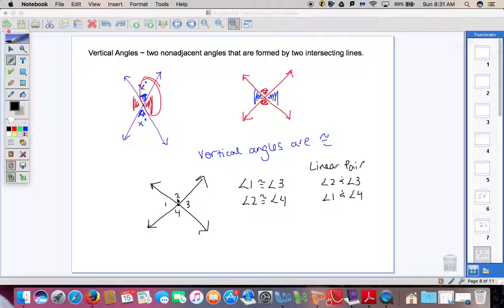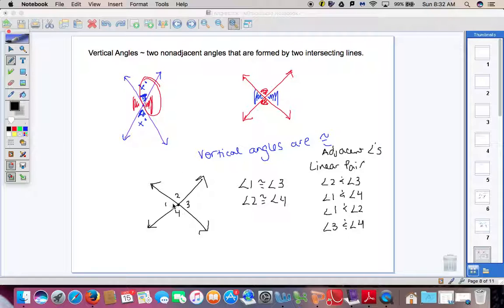Okay, so we've got angles 2 and angle 3, they're linear pairs. Angles 1 and angle 4, they're linear pairs. What about angles 1 and angle 2? Are those linear pairs as well? They are, because they have this shared side right here. Okay, and then what about angles 3 and angle 4? They're also linear pairs. And so these are my adjacent angles and the linear pairs, because linear pairs are adjacent angles that form a line with their non-common sides.